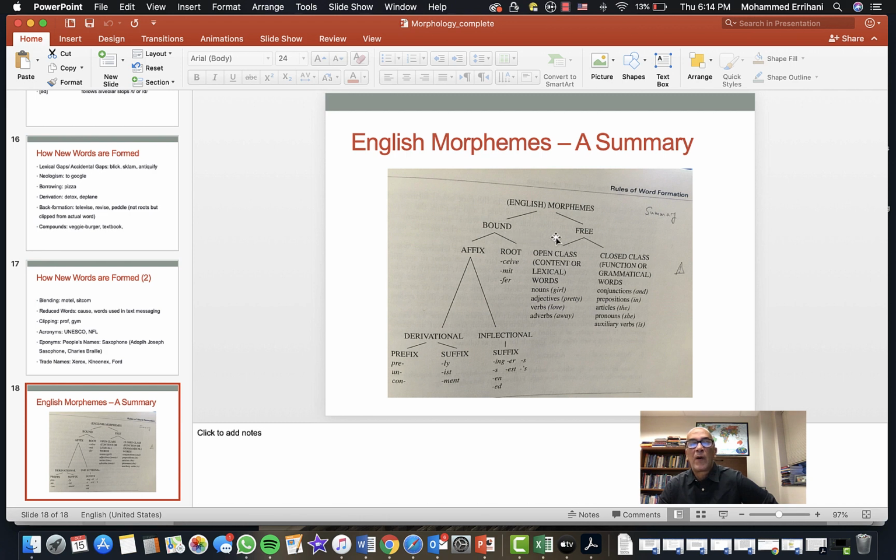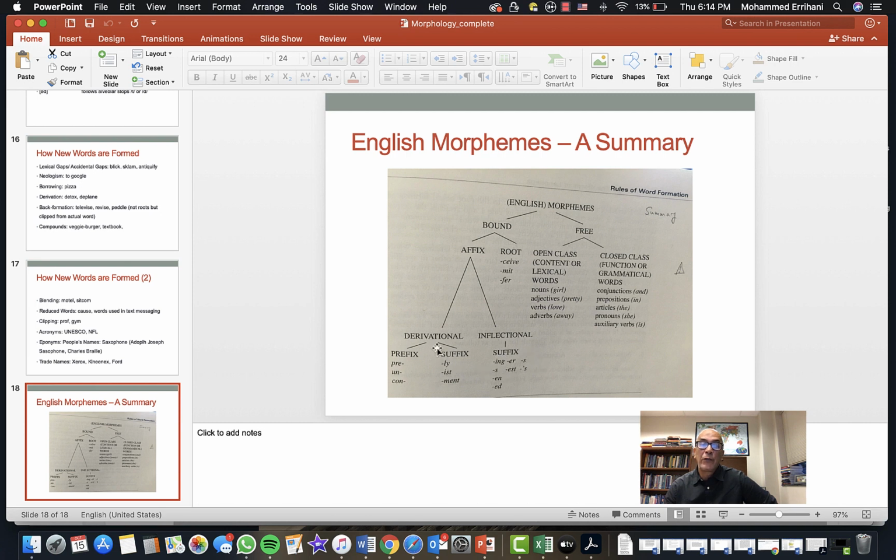The bound morphemes are basically two types. We only discussed one type, affixes. So I would like you to not worry too much about the root here, because this is not something that's discussed in the book and we're not going to get into it. Just focus on the bound morpheme being an affix. An affix can be either a prefix or a suffix, and this affix can be either derivational or inflectional.